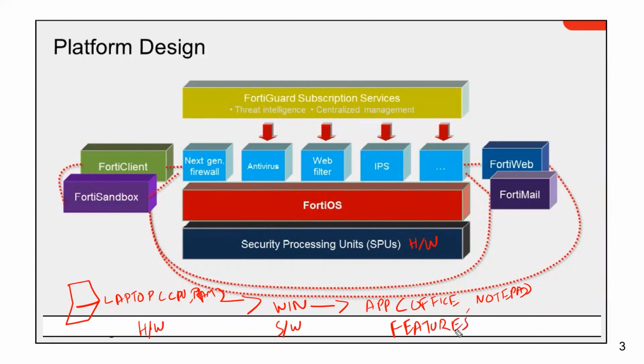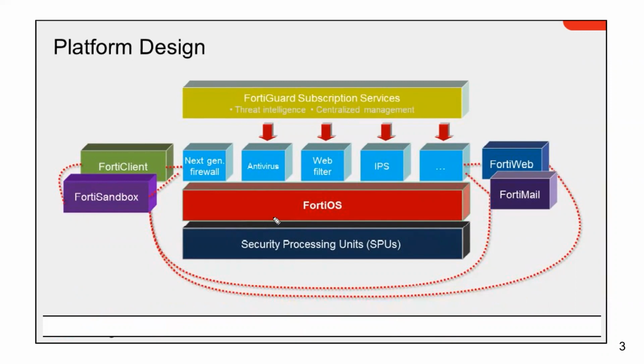Same goes for every firewall out there in the world. Whenever you are comparing, you would basically see there is hardware. In our case, the SPUs, or security processing units, are what you call the hardware. On top of that, you have the operating system, FortiOS, which is your software. Then you have the antivirus, web filter, and IPS, which are your features. FortiGate, you will call this UTM, Unified Threat Management.